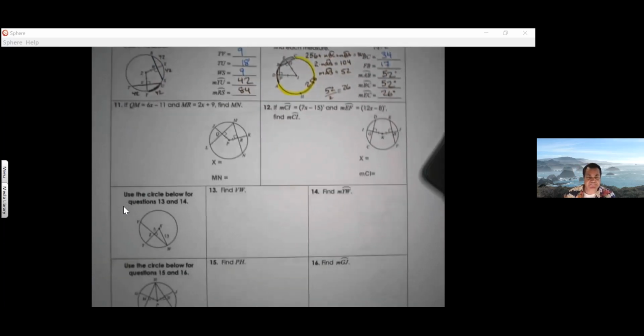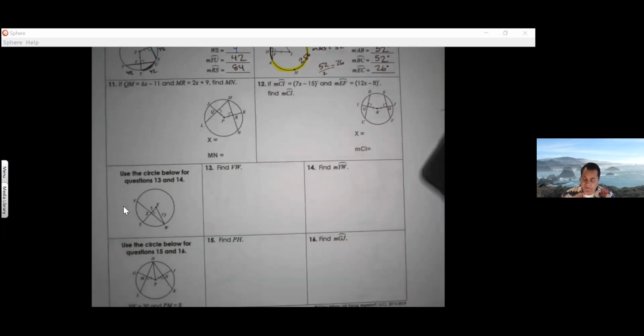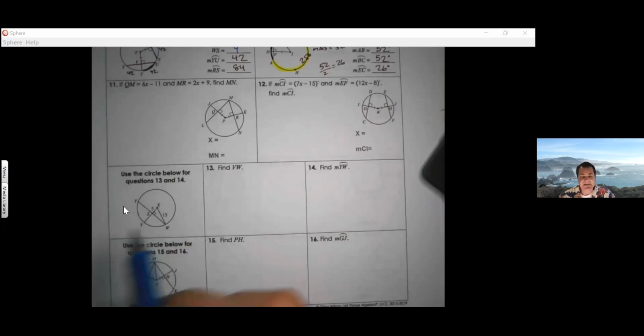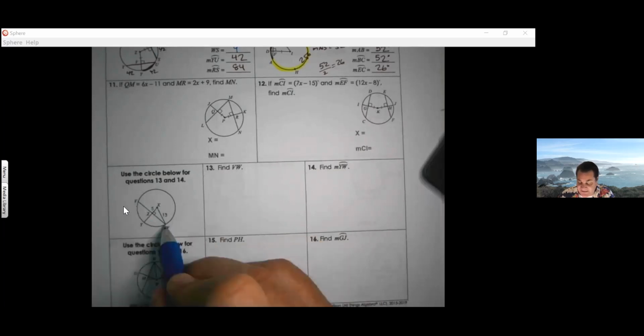The last ones I want to look at are 13 and 14 down here, because these are a little bit different. So it still gives me a circle. This time it doesn't give me anything that's congruent. So it's not like a pair of 2 chords or a pair of 2 arcs that I'm comparing. Instead, what it's showing me is that this radius, XY, is perpendicular. And we know that that slices this chord in half. So since we're looking for the whole chord length, I just need to find half of it and double it.